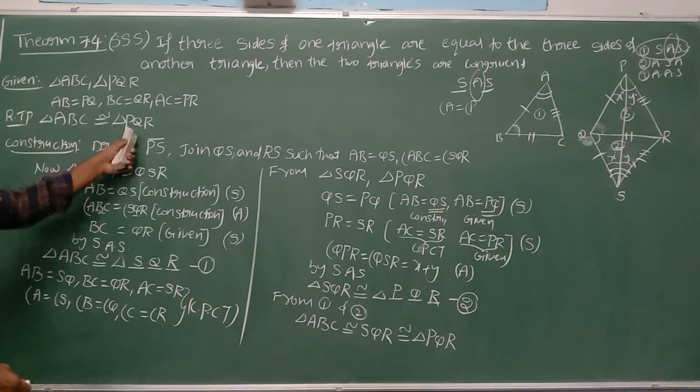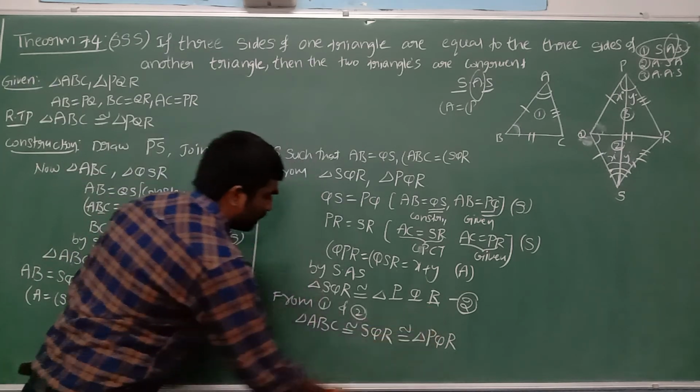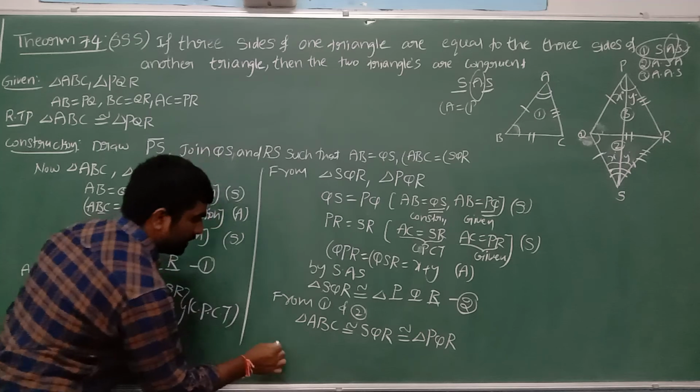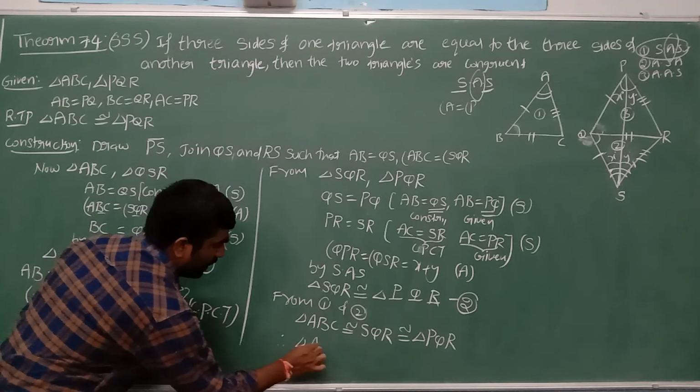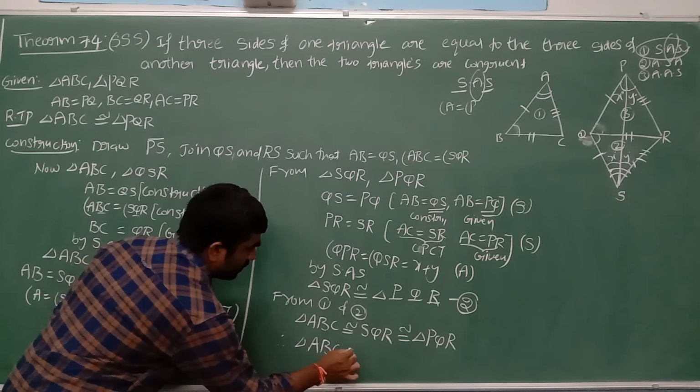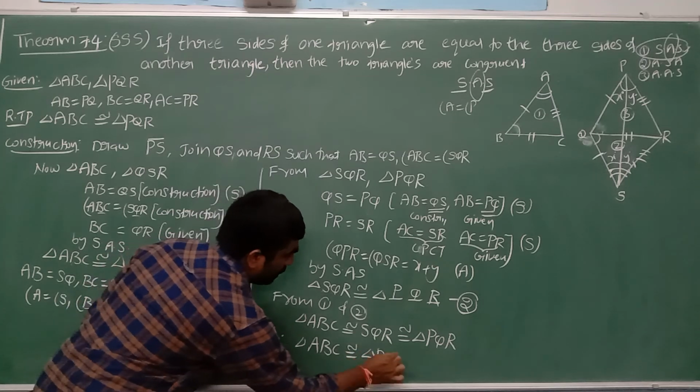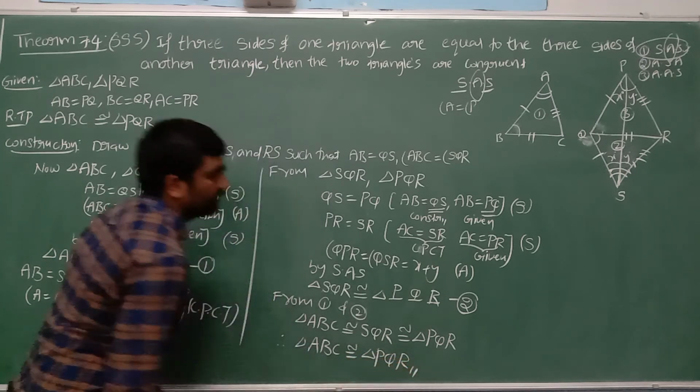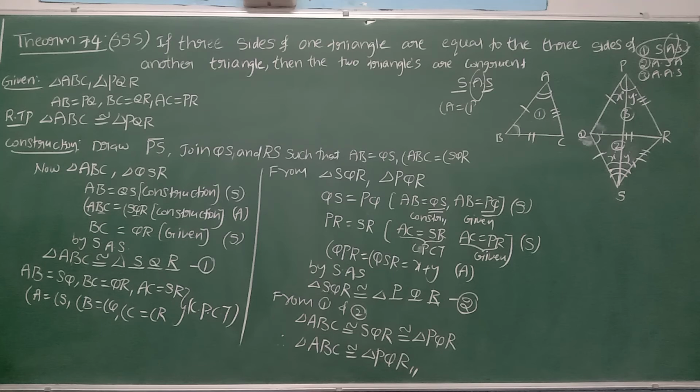I want to prove these both are congruent, ABC and PQR. Let me go with these two. Yes, therefore I can write triangle ABC is congruent to triangle PQR. That's all from my side. Hope it is clear for everyone.